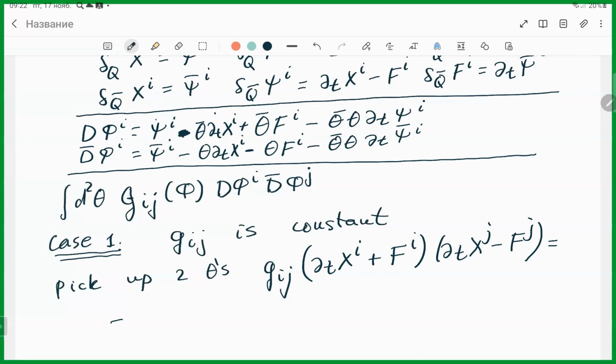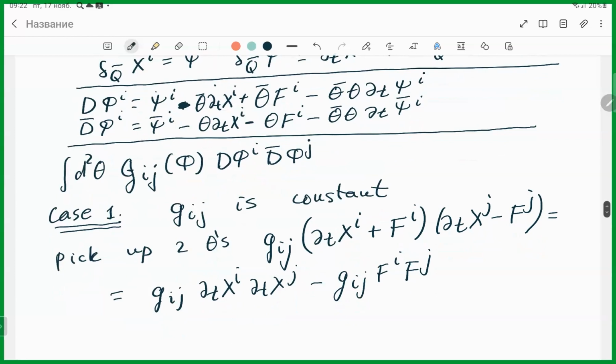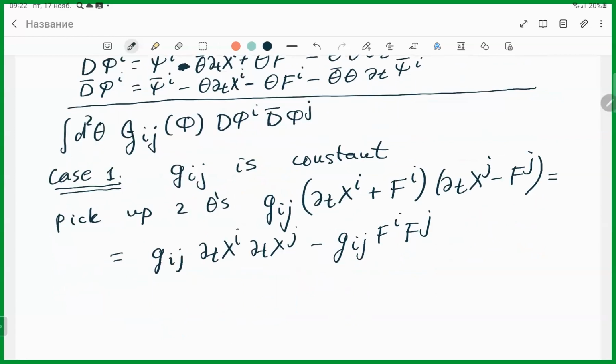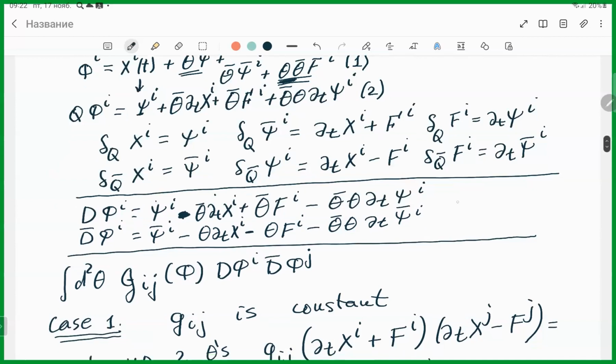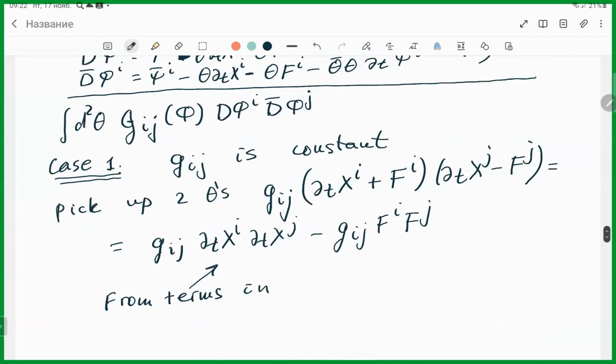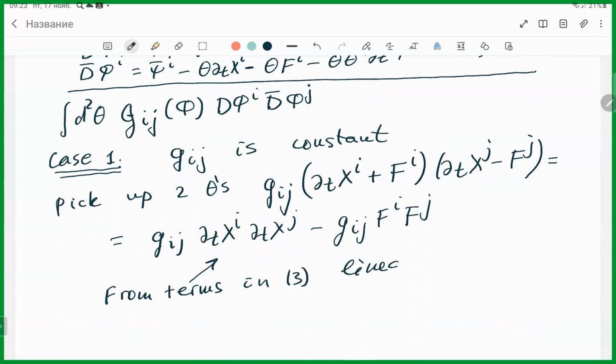This would give g_ij dt xi dt xj minus g_ij F_i F_j. So it is one way. This is from terms in, how would I like to call it, 3. Linear in theta.